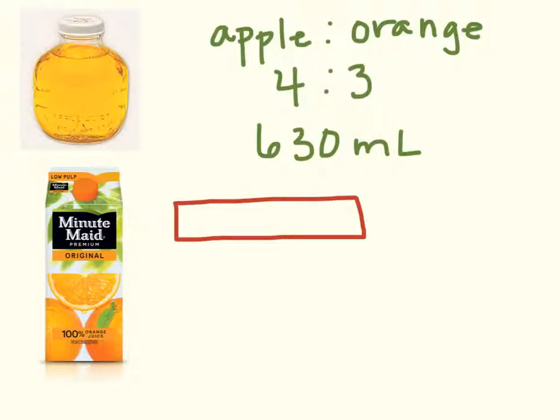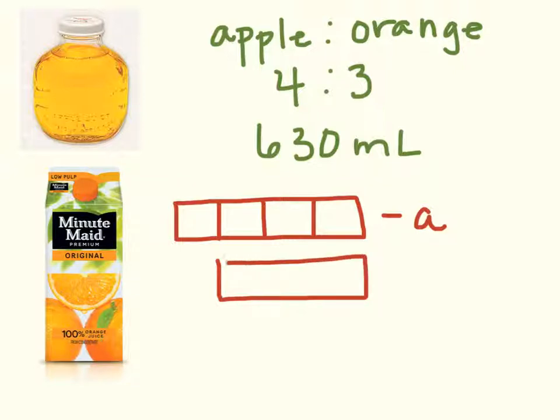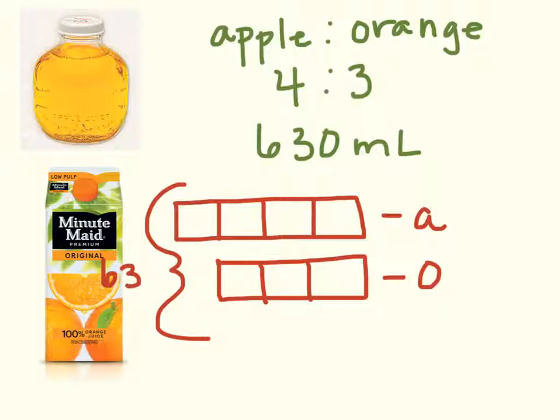We don't know exactly how large those units are, but we know that there are 4 of them. And we know that for each of those 4 units of apple juice, we have 3 units of orange juice, that are of equal size. Finally, we know that all of this together equals 630 milliliters. So what do we do to solve?